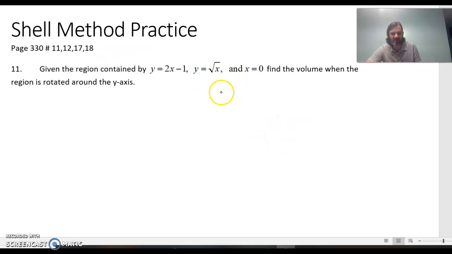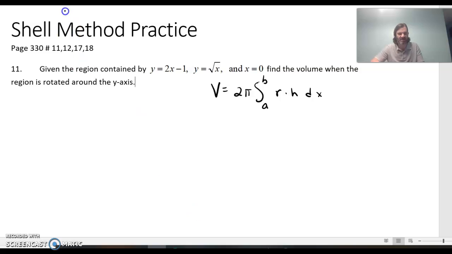So with the shell method for the y-axis, the volume is 2 pi, our interval from a to b, of the radius times the height, and that'll be in terms of x if we go around the y-axis. So keep that in mind. Y-axis means dx in terms of the shell method. So the next thing to do is kind of draw this out.